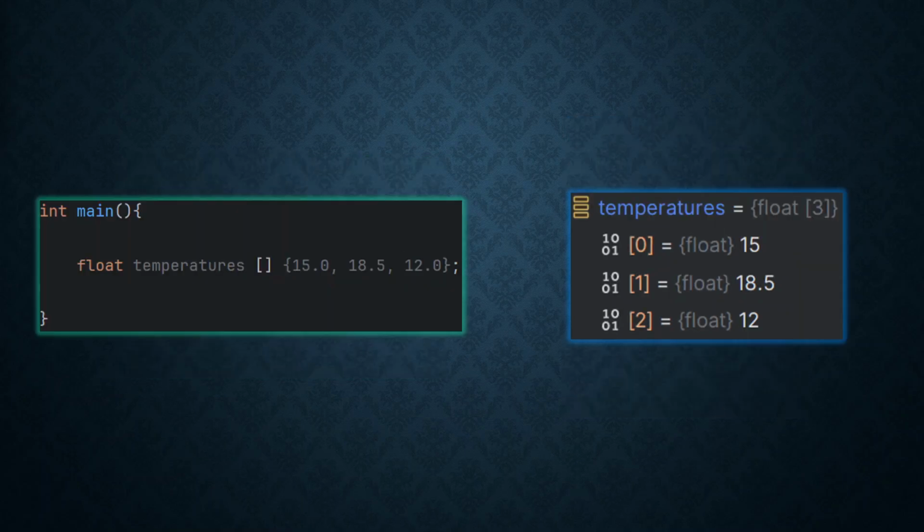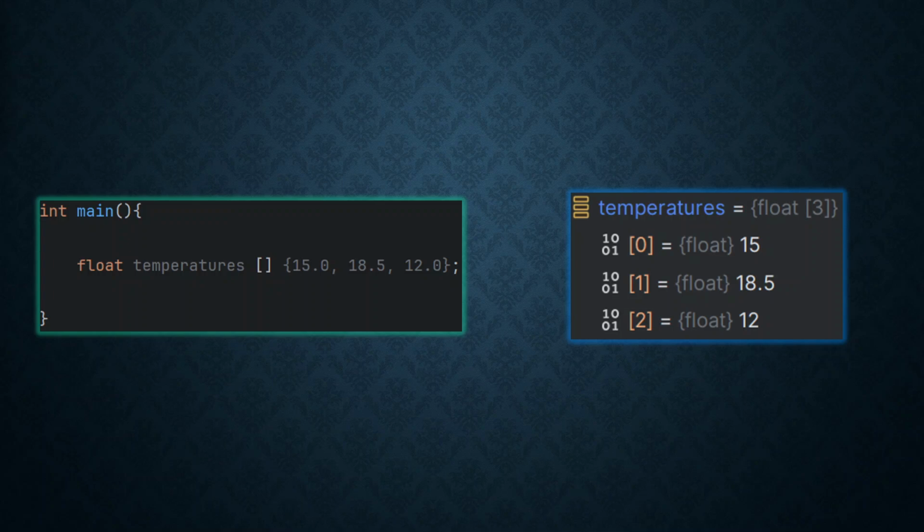In this example, we have an array named temperatures that is of type float. The array is initialized to the values 15.0, 18.5, and 12.0, but no size is given. If no size is given, but there are elements in the array, the program will set the size to the number of elements that are given. This size cannot be changed later on.